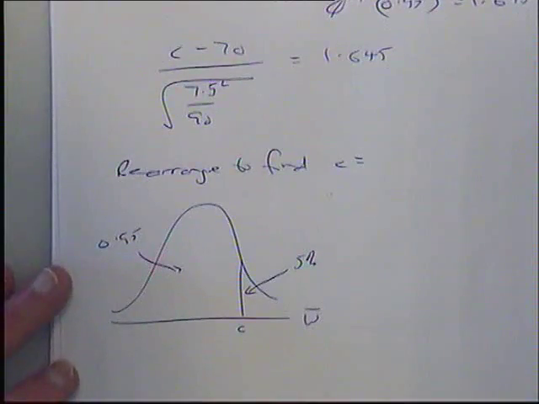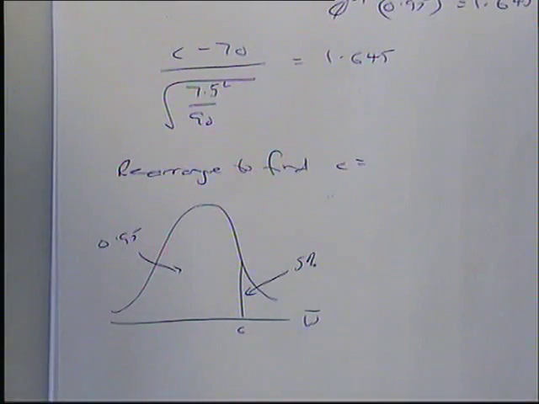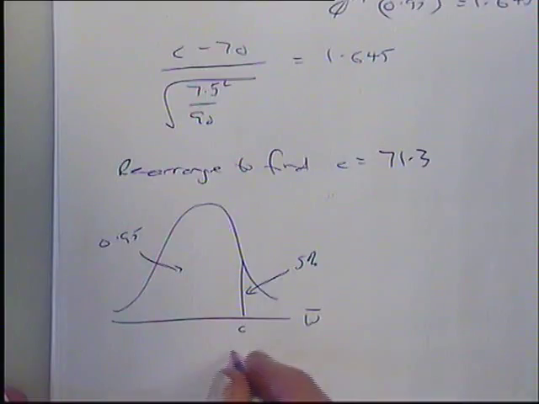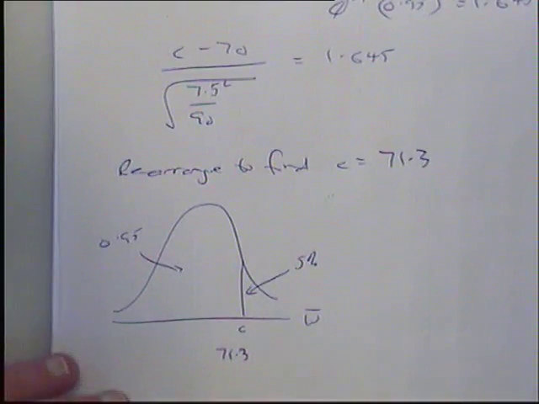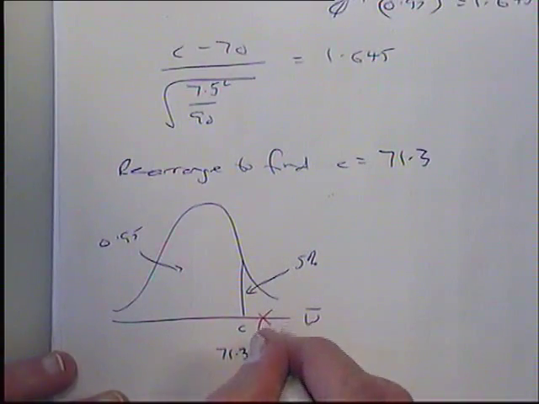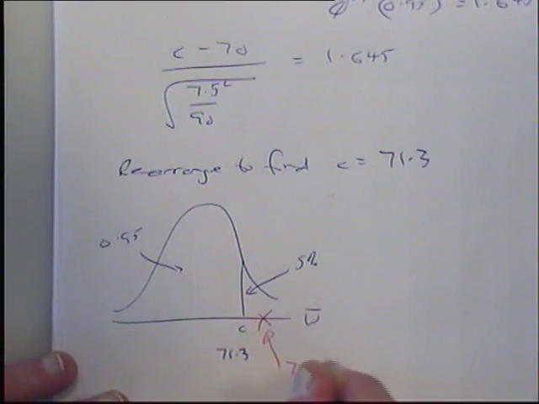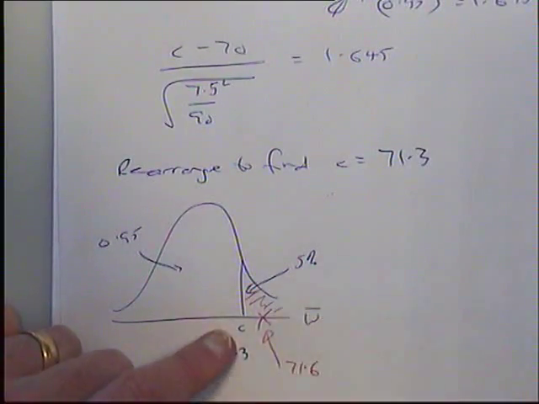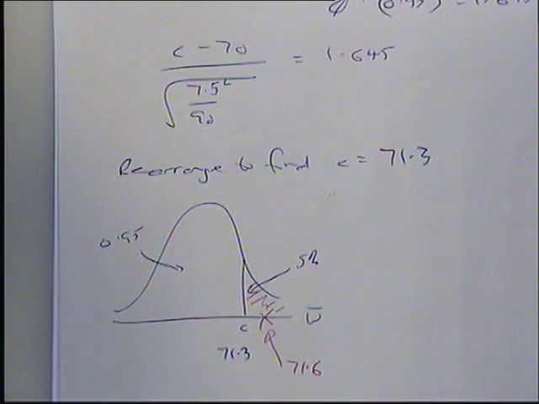So, is anybody getting a value for C from rearranging that? 71.3, I agree with. Okay? So, our C value on this diagram down here is 71.3. The sample mean that was given to us was 71.6, which is over here. 71.6 was our sample mean, which is in this tail over here. It's in the tail. There's less than a 5% chance of that happening if these kids were normal kids.